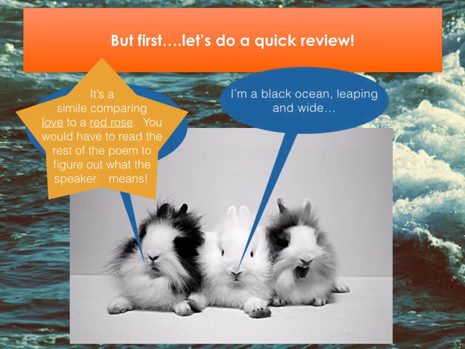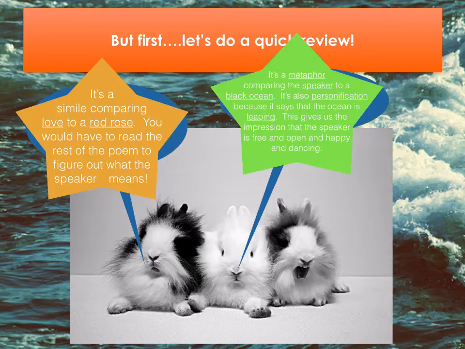Bunny number 2. "I'm a black ocean leaping and wide." Think about that. Is the speaker really a black ocean? Well, you'd probably have to read the poem to find out, but I'm going to tell you that the speaker is a person. So if they're saying, I am a black ocean leaping and wide, it's actually two things. It's a metaphor comparing the speaker to a black ocean, and it's also personification because it says that the ocean is leaping, and oceans don't actually jump.